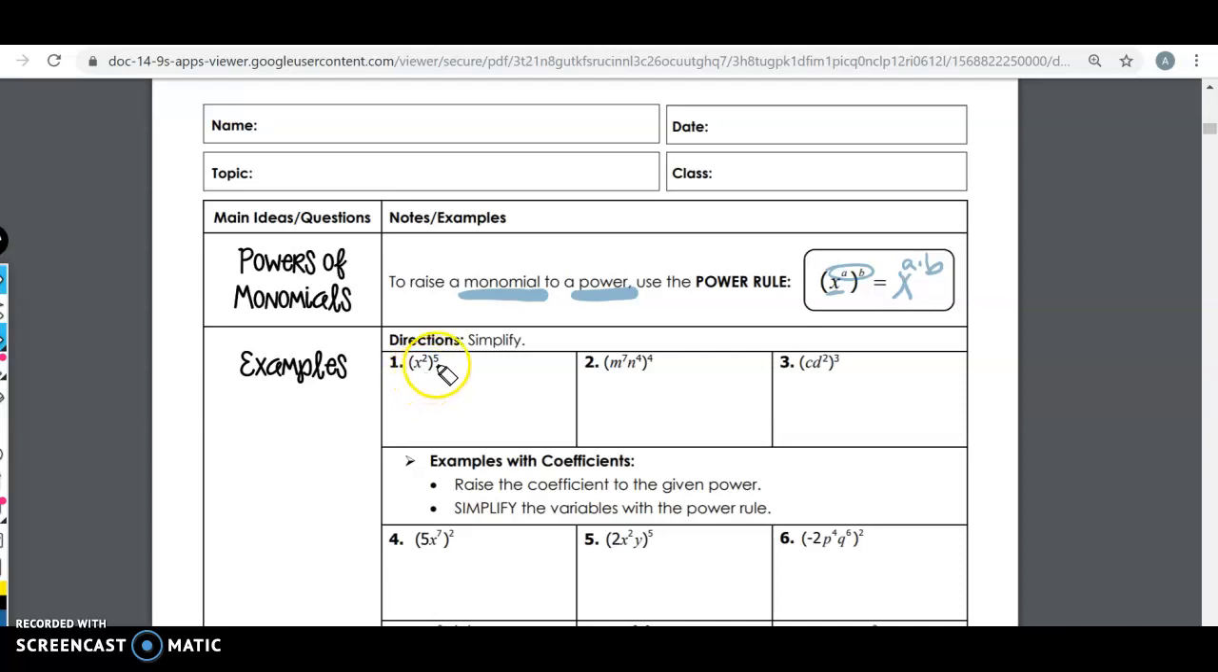Number 1, x squared raised to the 5th. Here you see one base with parentheses. 2 times 5, you make x to the 10th power. Again, we're multiplying these exponents together.